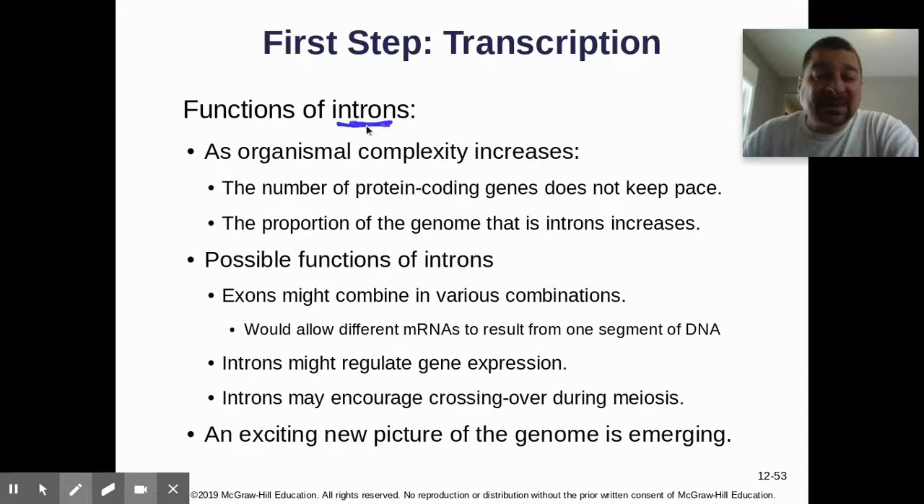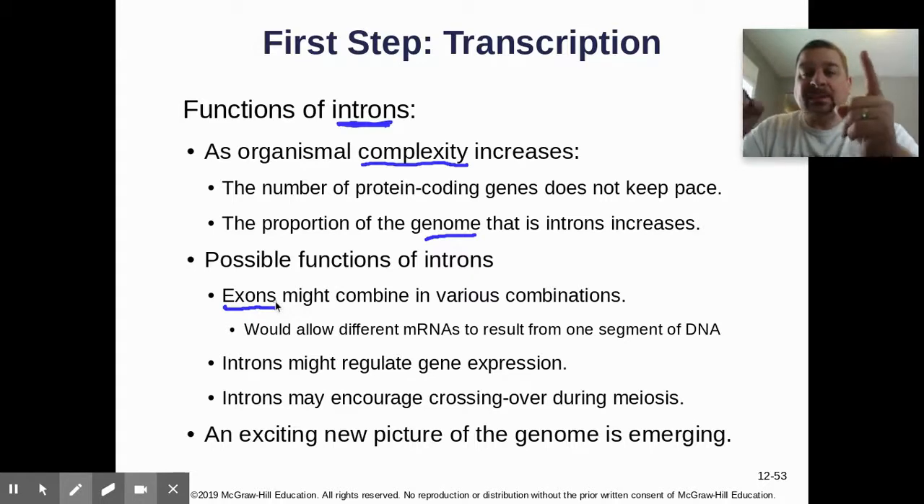What is the purpose of these introns? Why have junk DNA? Well, this is a topic that's still being researched quite heavily, as the number of protein coding genes does not keep pace as the complexity of the organism increases. So the proportion of the genome that is introns also increases. Why is that? How does that increase complexity? Well, a possible function is that sometimes you will take the same gene and different parts may be exons or introns depending on what you want your final product to be.